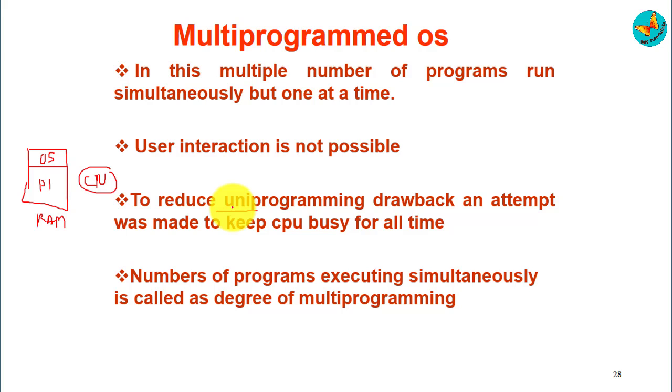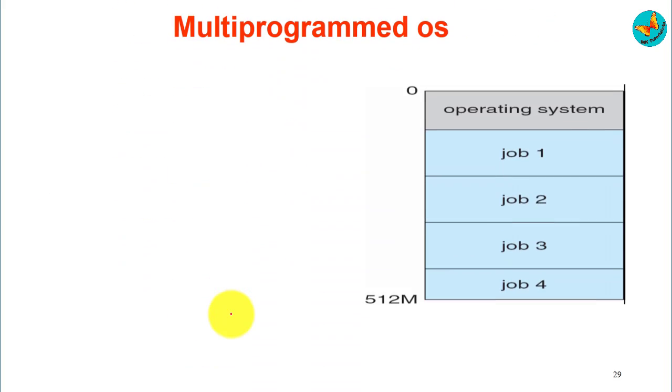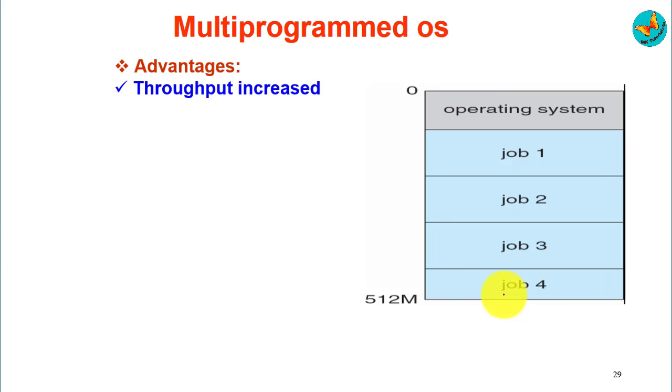And here, how many programs are kept will decide the degree of multi-programming. Means suppose if 4 jobs are kept in main memory, then you could say that the degree is 4. Like I have explained in the earlier slide, some part of RAM will always be occupied by the operating system, and here in this example we have kept 4 jobs, and these jobs will be executed one by one. So let us try to understand the advantages.